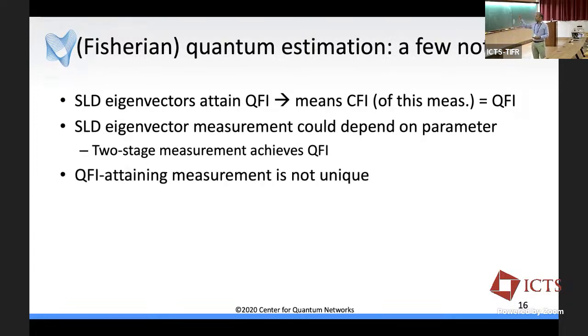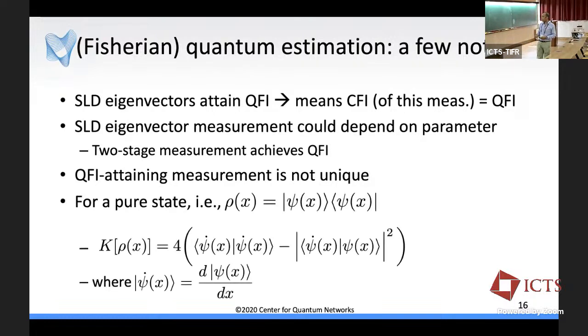Okay, another thing I mentioned, and Carl had also mentioned this: QFI-attaining measurements are not unique. And this expression is something I'm going to use a couple of times, so I will not derive it, but I urge you to try to derive it. If your rho of X is a pure state, meaning rho of X is psi X ket, psi X bra, you can write a very nice compact expression for the Fisher information in terms of the inner product of the derivative of psi X with respect to X, the derivative magnitude squared of psi, and psi dot and psi.